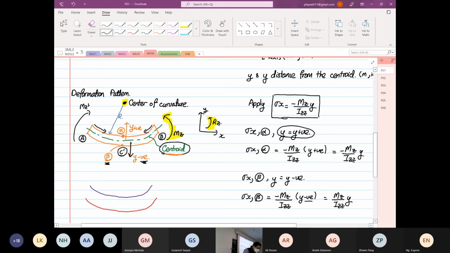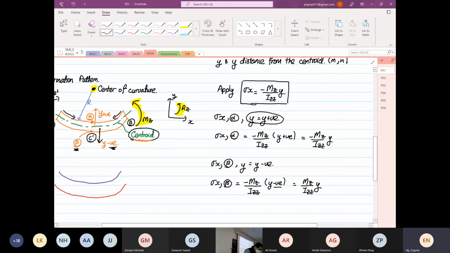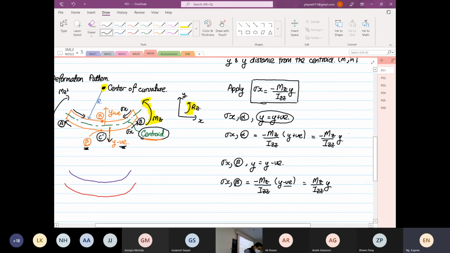So when it's positive, as you can see, I'll draw the stresses. Our stress is in tension. This is our stress x direction. When it's negative, it means it's going through compression. When it's positive, it's going through tension.